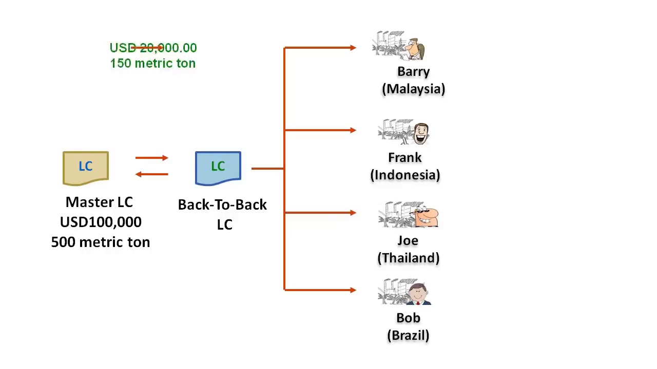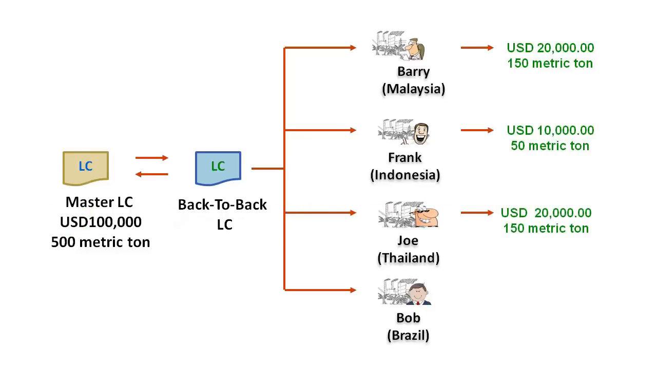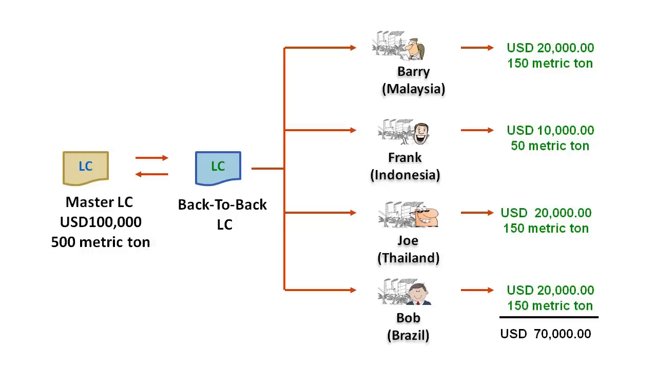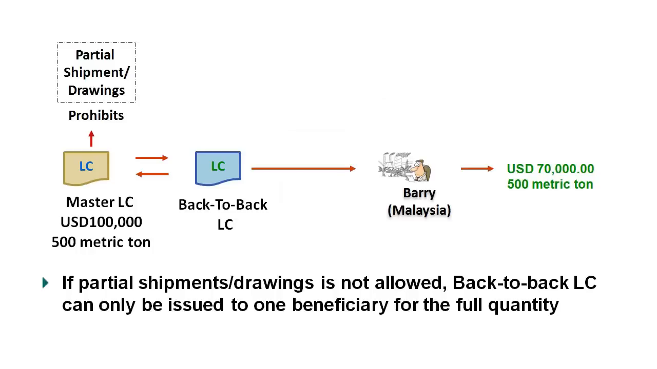For example, US$20,000 to Barry, US$10,000 to Frank, US$20,000 to Joe, and US$20,000 to Bob, but with two conditions. Condition number one, the total aggregate amount should not exceed the amount of the master LC. And condition number two, the master LC must allow partial shipments or partial drawings. On the other hand, if the master LC does not allow partial shipments or partial drawings, the back-to-back LC is restricted to only one beneficiary with one shipment.